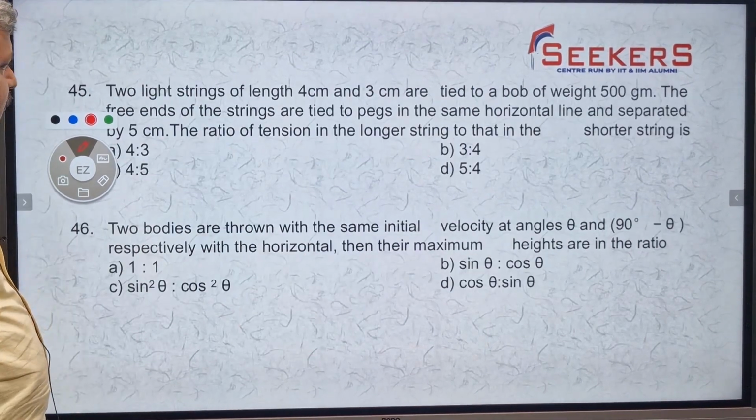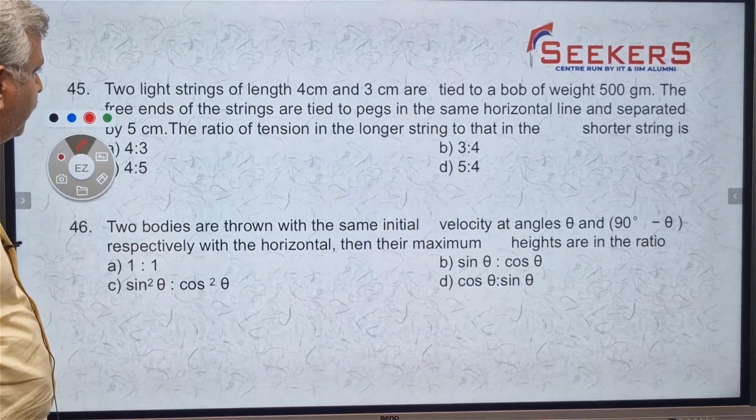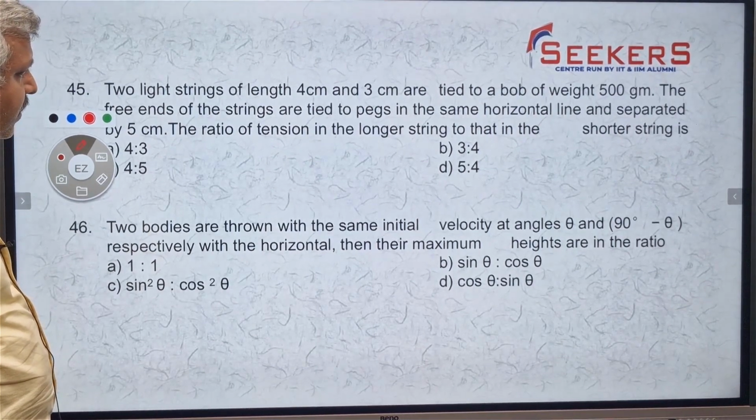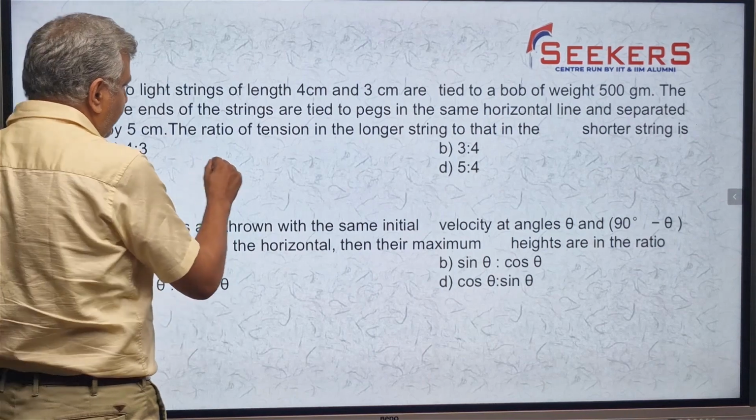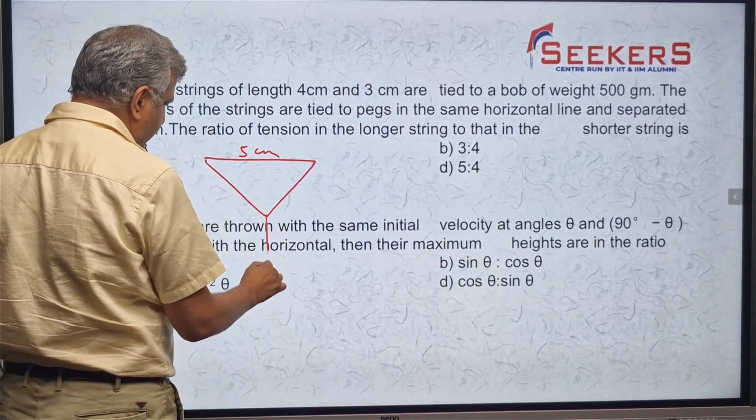Two light strings each of length 4 and 3 are tied to a bob of weight 500 grams. The free ends of the strings are tied to pegs in the same horizontal line separated by 5 centimeters. So this is 5 centimeters, this is 3, this is 4, and there is a bob here.